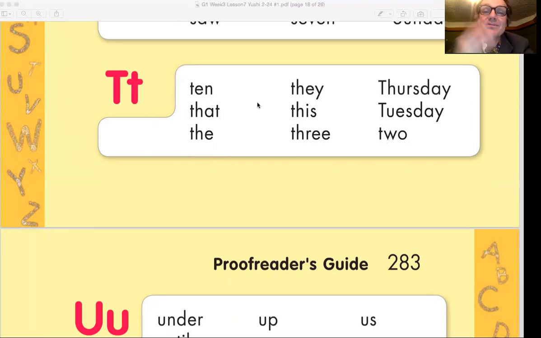Because there are three different sounds, and they even say the word three. There are three different sounds for T here, aren't they? There's the T, which is t, t, and then there's the TH, which is either with your voice or without your voice. Sounds just like a snake or something. So we have the th and t. Let's go through them again, thinking about that. Ten, that, the, they, this, three, Thursday, Tuesday, two.